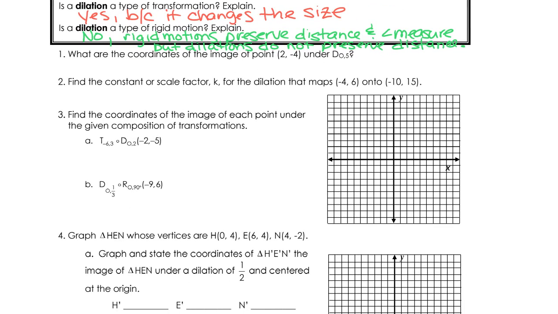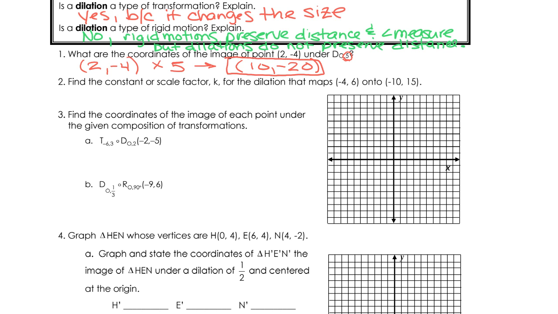So number one, what are the coordinates of the image of the point (2, -4) under a dilation centered at the origin with a scale factor of 5, which is how that's read. And so all we have to know is that because we're doing a dilation, this number right here is our scale factor, and with a scale factor, you multiply. So if we have the point (2, -4), we're multiplying both the x and the y by 5, and that's going to give us (10, -20). And there is our dilated point, or the image.